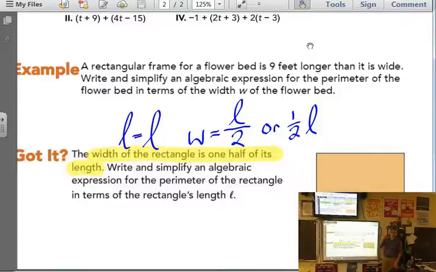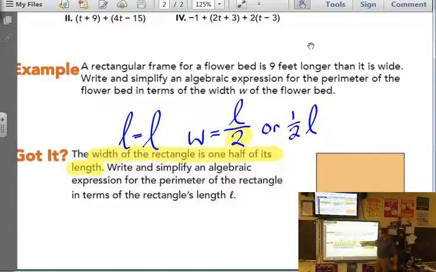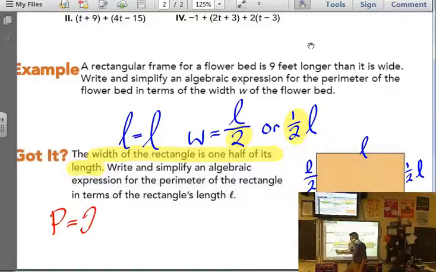Any questions on how we chose this? The width is told to us to be half the length. So over here, this is half L, or this is L divided by 2. And then the top is also just L. So now when we go to write the perimeter, I'm going to start with 2L because that's easy. I know what the length is. It's L. The width is a little bit harder.